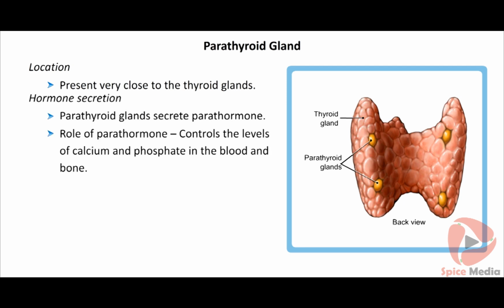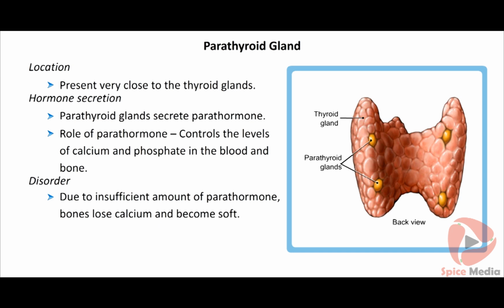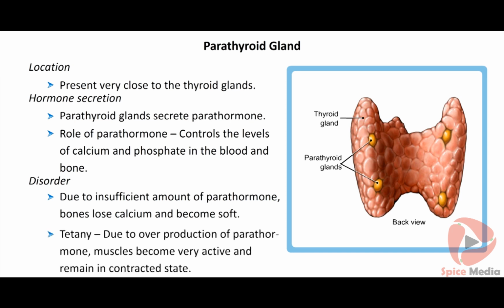Role of parathormone is to control the level of calcium and phosphate in the blood and bone. Insufficient secretion of parathormone make the bones lose calcium and become soft. Overproduction of parathormone make muscles very active and remain in a contracted state called tetany.